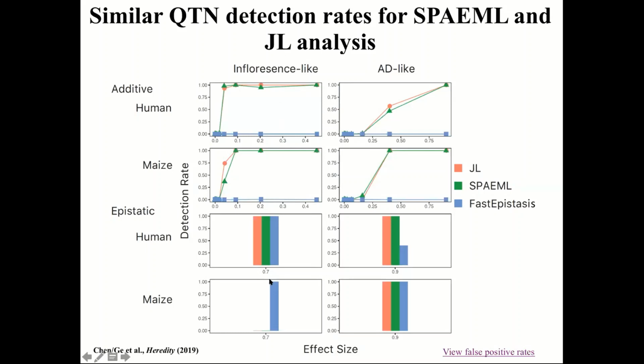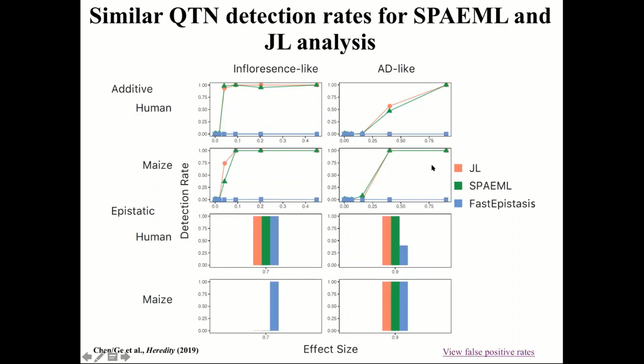Our first column is the trait we simulated to mimic inflorescence in maize. And then this column shows results for the trait that we simulated that mimics what is known about Alzheimer's disease in humans. We simulated these data in both the human and maize marker data set. The first and third row show the results for the human data set. The second and fourth row show the results for the maize data set.